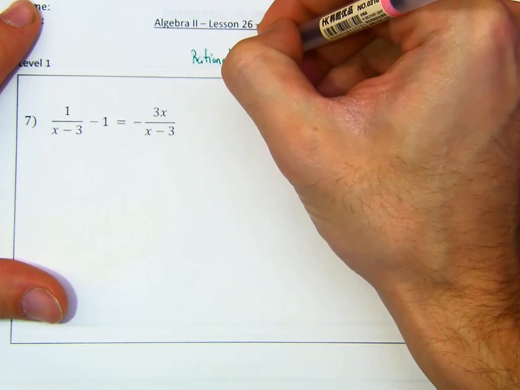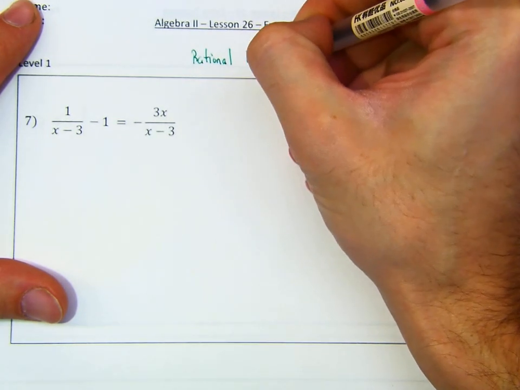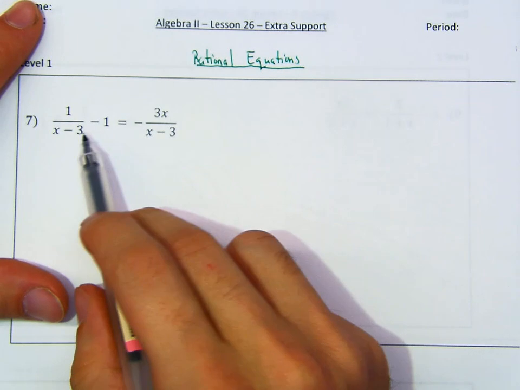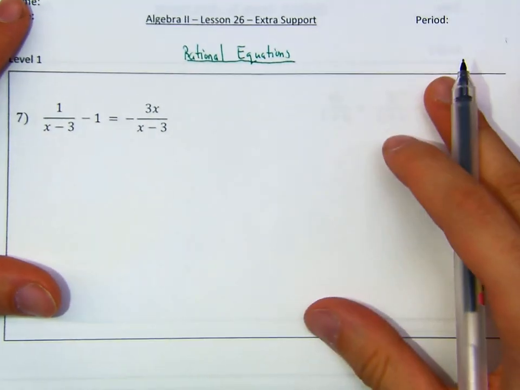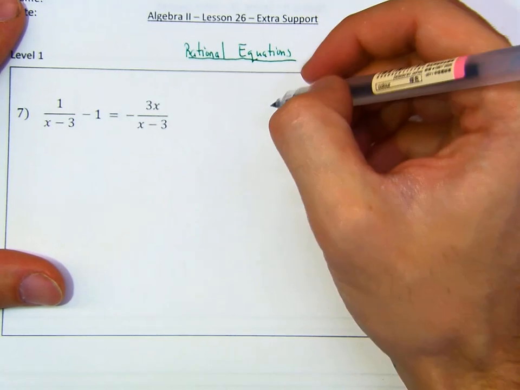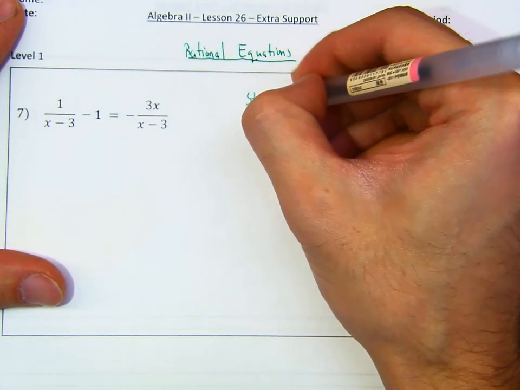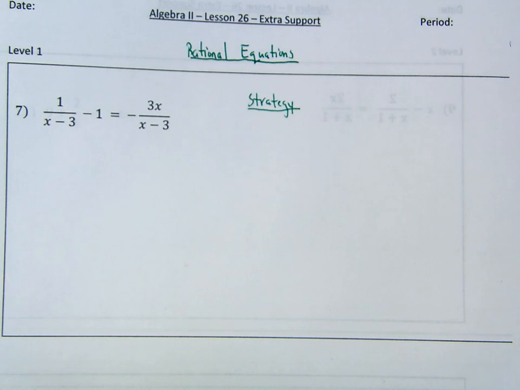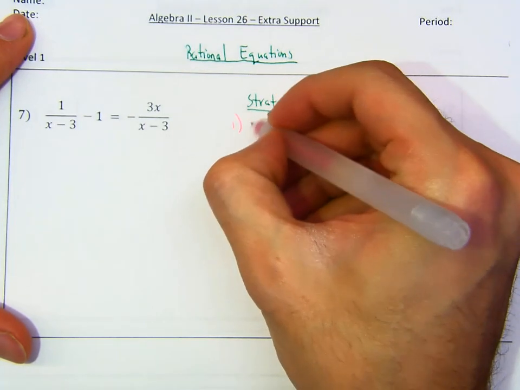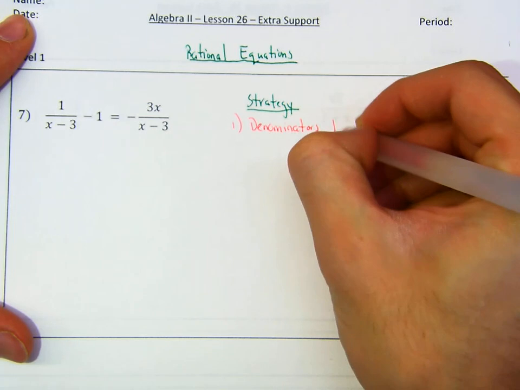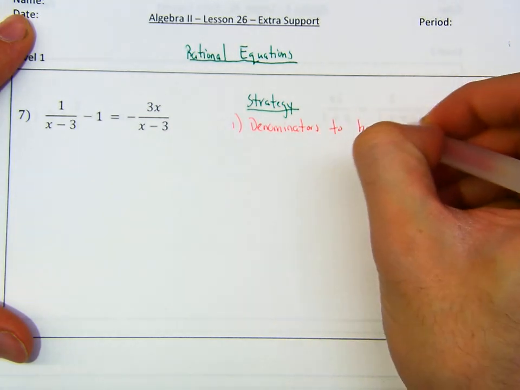Okay? So let's look at the first question. The idea is, how can we solve for x over here? How do we get x by itself? And the idea is, when we talk about strategy, we always want the denominators to be the same. So, one, denominators to be the same, okay?